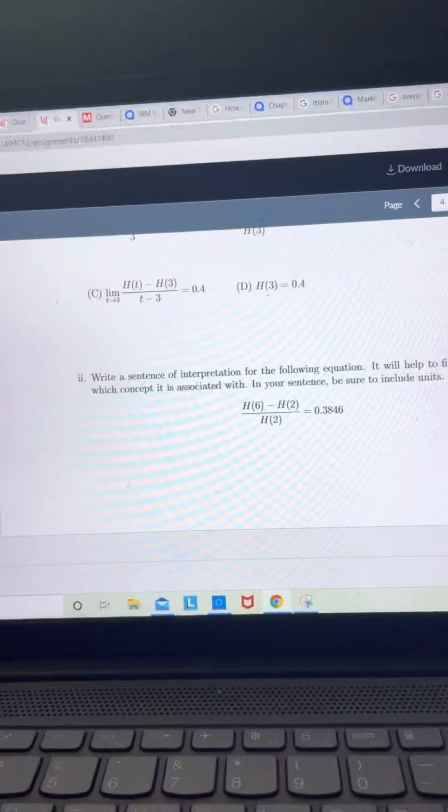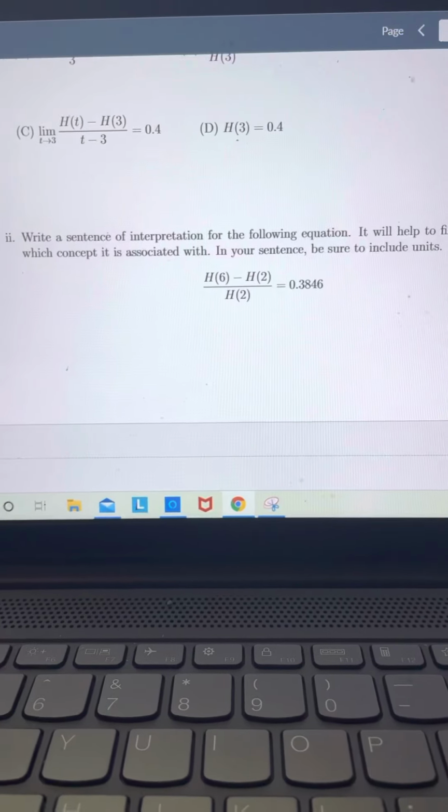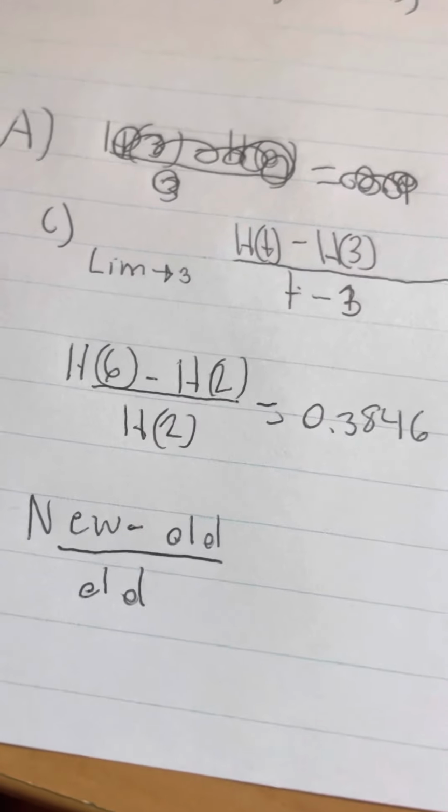Then for part 2, h of 6 minus h of 2 over h of 2 equals 0.38. That basically is all it is, new versus old over old times 100%.